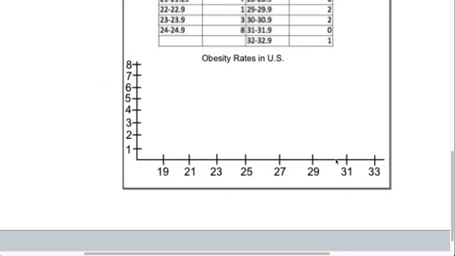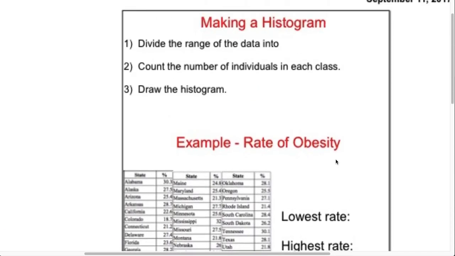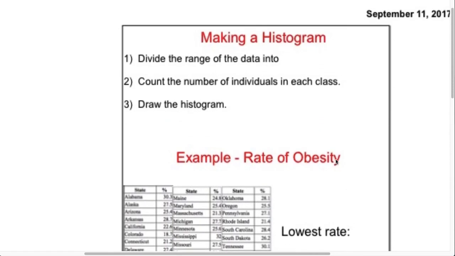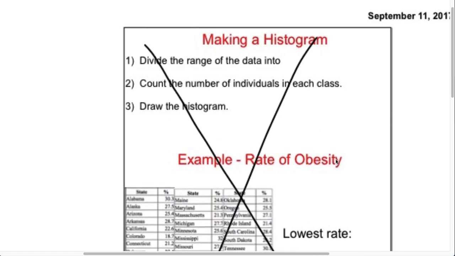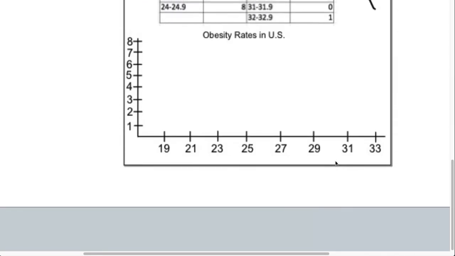Okay. Again, gone are the days where we need to worry about trying to make a histogram by hand. So go ahead and skip that.